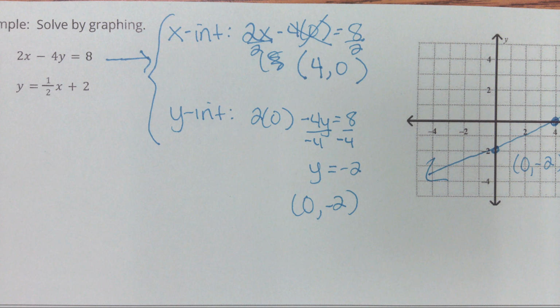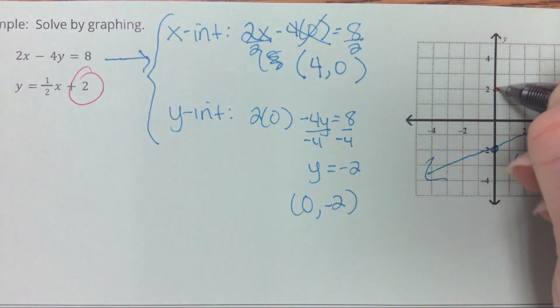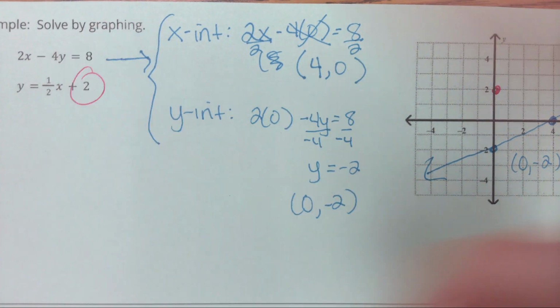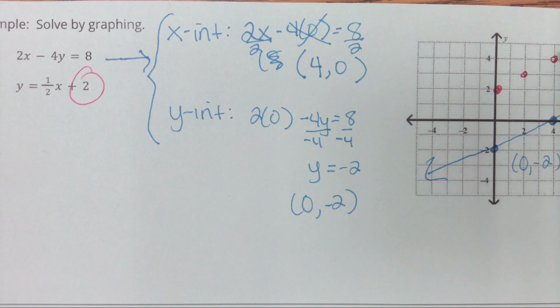Let's do the other one. So the other one is slope-intercept form. Marie, where should I start my line? On the second one. 2. Good. So for our second one, we're going to start the line at 2. And 1/2 means I go up 1 over 2. And Santos said, hey, these are parallel.